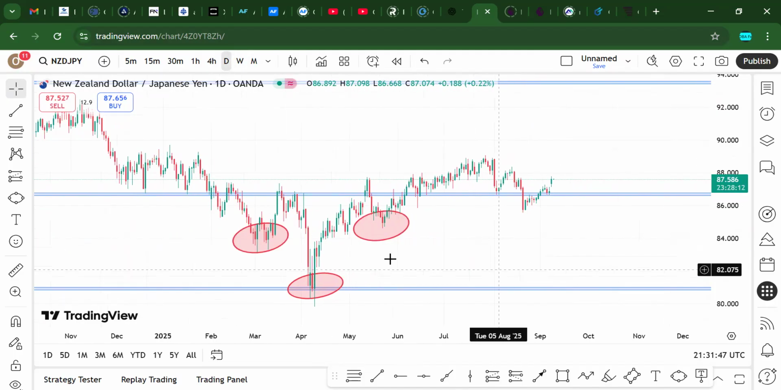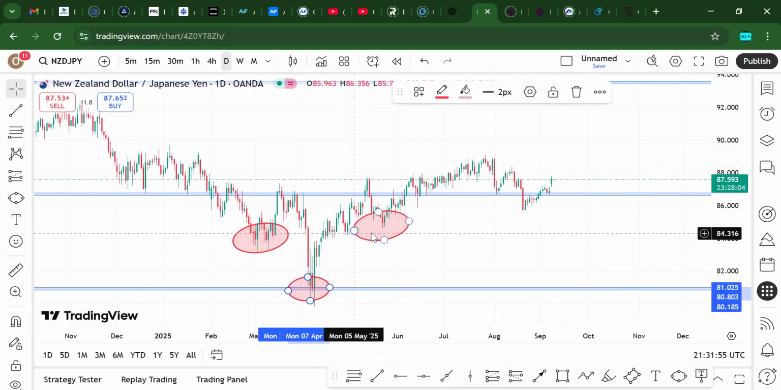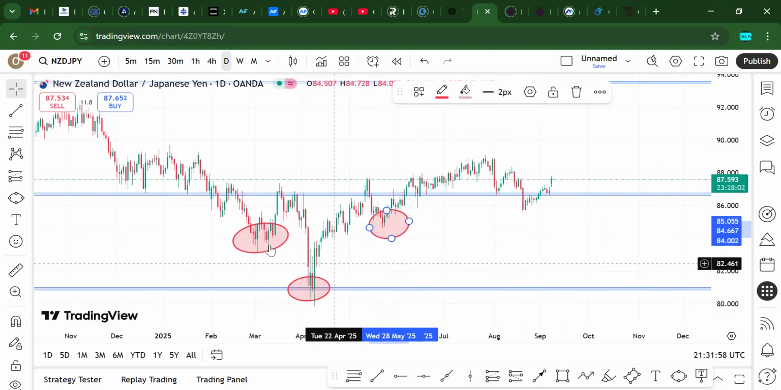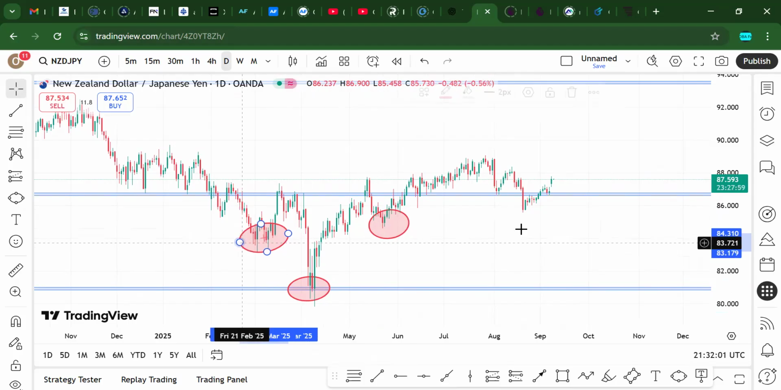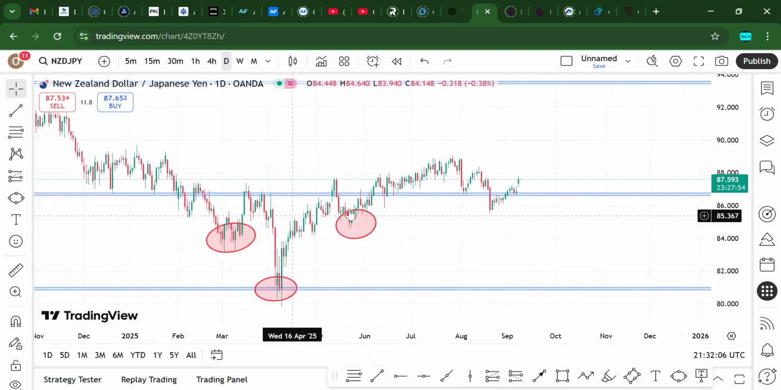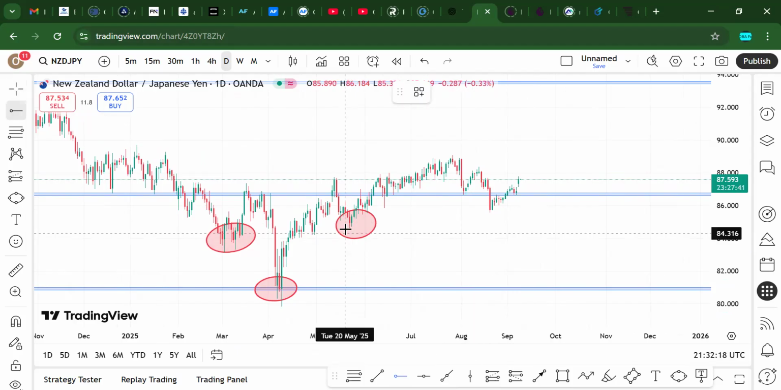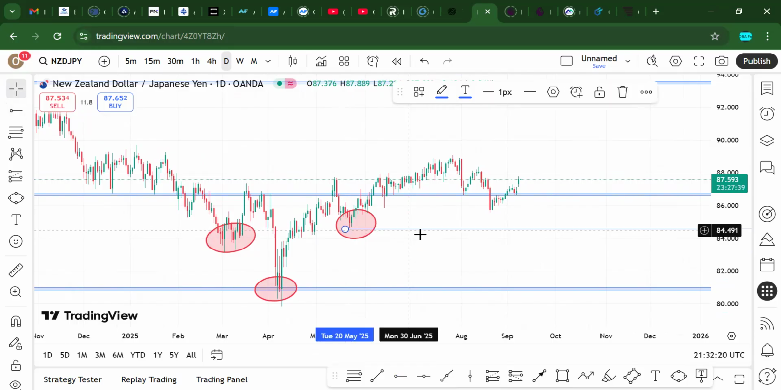Now, you can see that our inverse head and shoulders pattern from the weekly time frame becomes clearer. So this is the right shoulder, the head, and the left shoulder. Of course, I've explained severally in my previous videos how to trade the inverse head and shoulders pattern. All we simply need to do is wait for price to retest the neckline, and then we look for our buy opportunities. Also, I need to explain that until the right shoulder is taken out, this chart pattern remains valid.